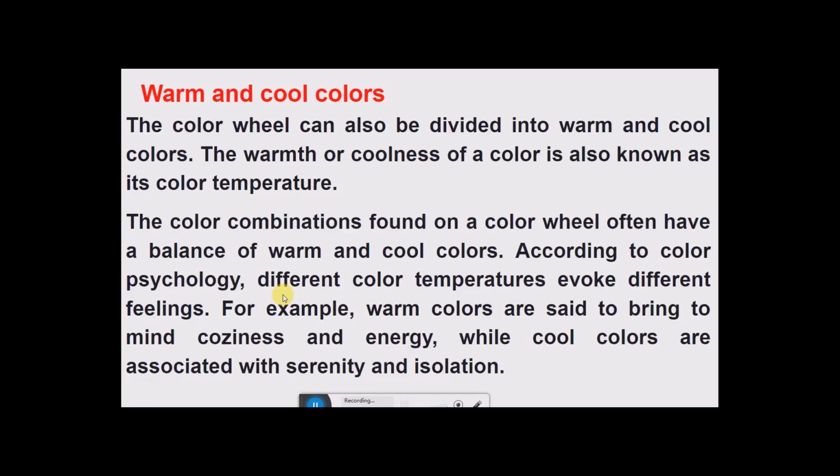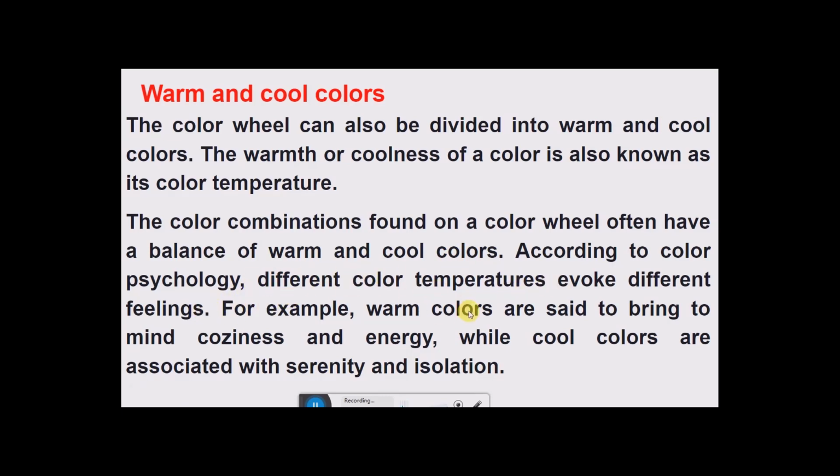Okay, now we're looking at warm and cool colors. What are warm colors? The color wheel can also be subdivided into warm and cool colors, apart from the primary, secondary, and tertiary, and apart from the monochromatic color scheme, complementary, and the rest. These are also divided into warm or cool colors. So warm or cool color has to do with color temperature. There's a balance of warm and cool colors on the color wheel. According to color psychology, different color temperatures evoke different feelings.